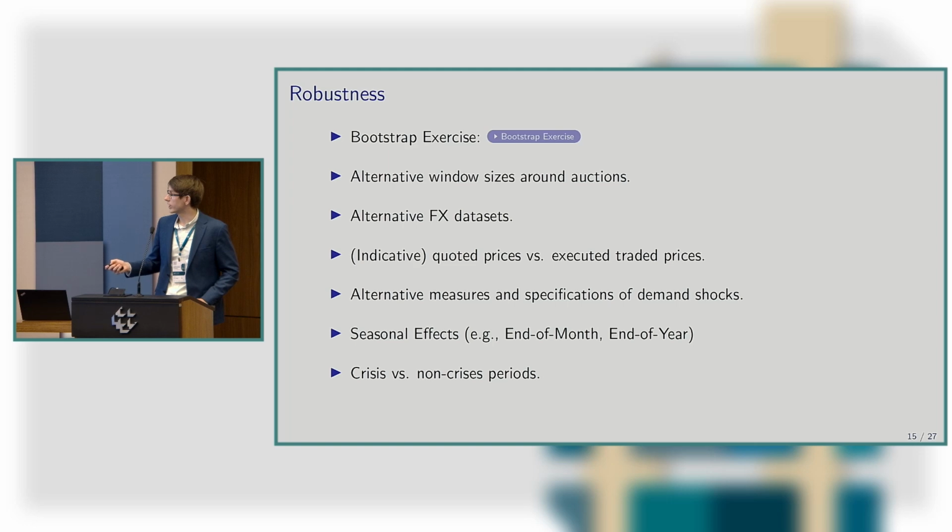We look at alternative measures. In particular, we look at the bid-to-cover ratio, and we show that changes in quantity give us the same or very similar responses as the changes in treasury futures. Seasonal effects are not at play, so end of month or portfolio rebalancing is not driving it. And neither do crisis versus non-crisis periods. So I would argue, a pretty robust result.